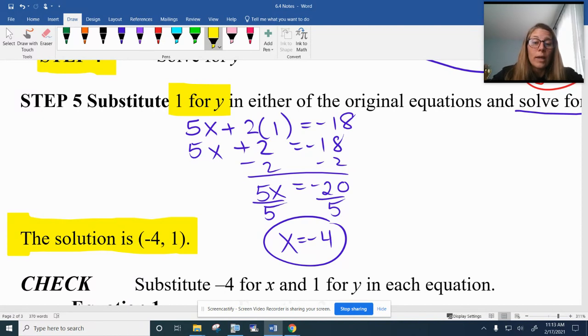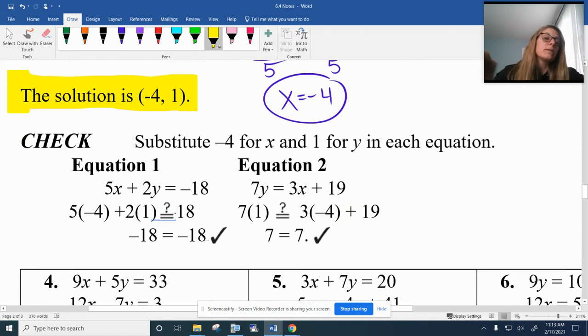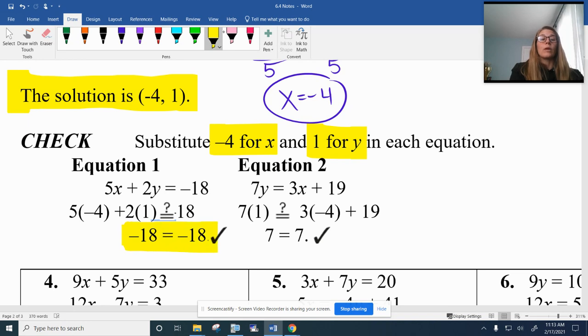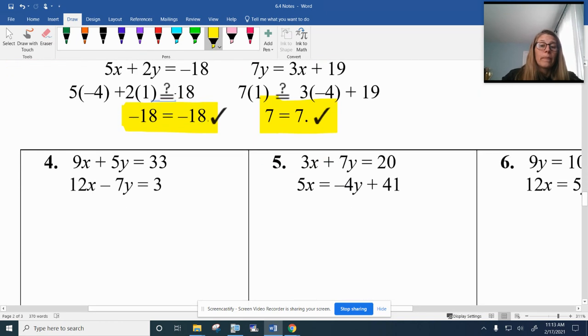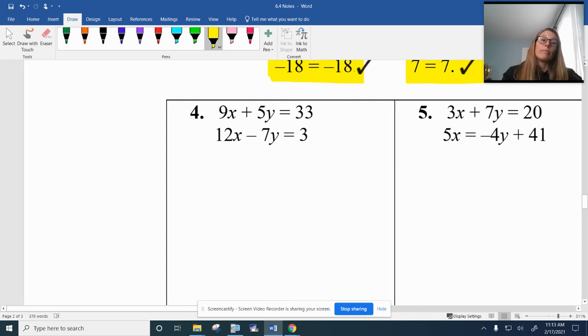Of course, as always, if you're especially taking some type of assessment, you want to check your answer, make sure it's correct. This solution would have to be true for both equations. So you could substitute the negative 4 for the x, the 1 for the y, make sure they work out. They both do. And then you know for sure that that is correct. All right, so we're going to do a couple of practice problems on multiplying both equations.